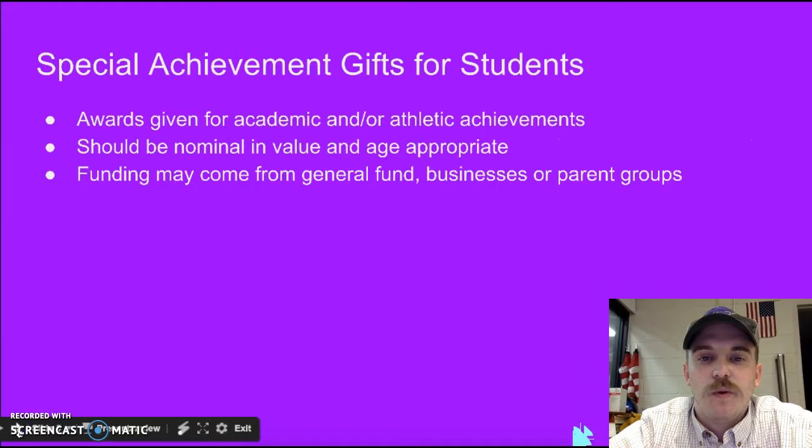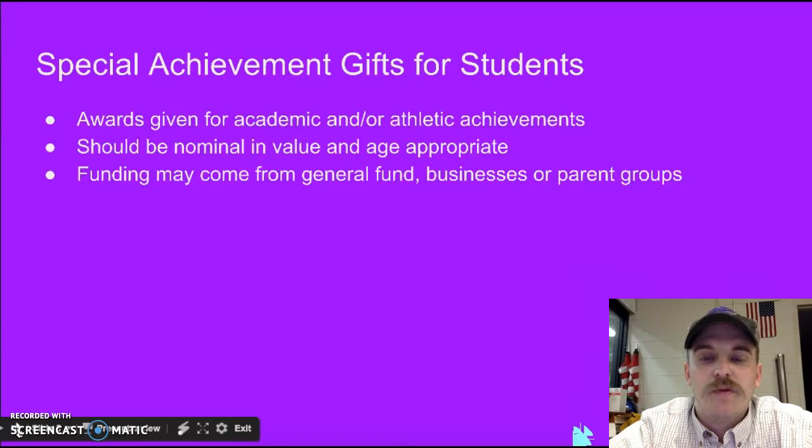Special Achievement Award gifts for students. Awards are given for academic and or athletic achievements. This is something that we do with my FFA chapter every year. We give awards for those who attended the most events, and those who did the best in competitive events or career development events, as we call them, CDEs. Athletics, when I was in high school, I got a lot of athletic awards, stuff like that.